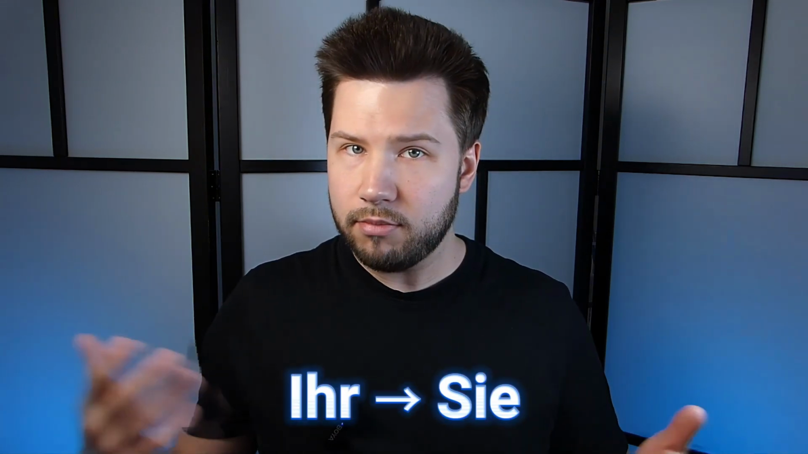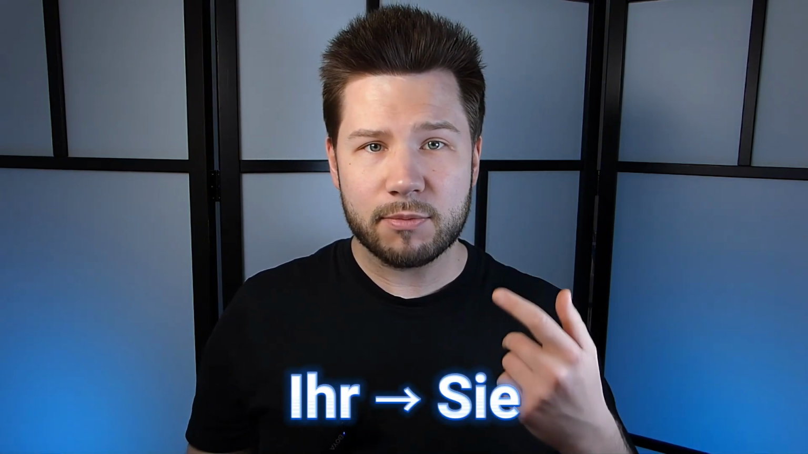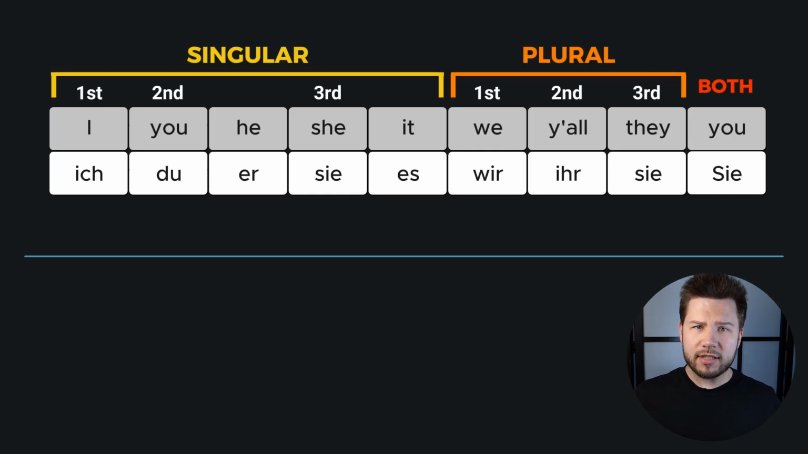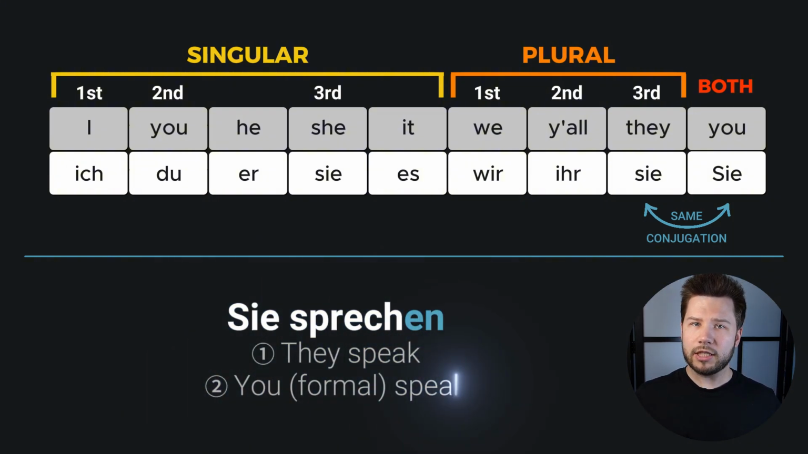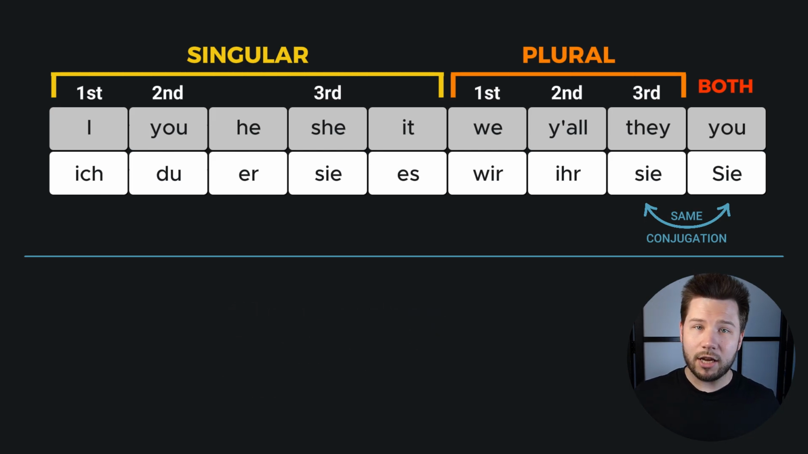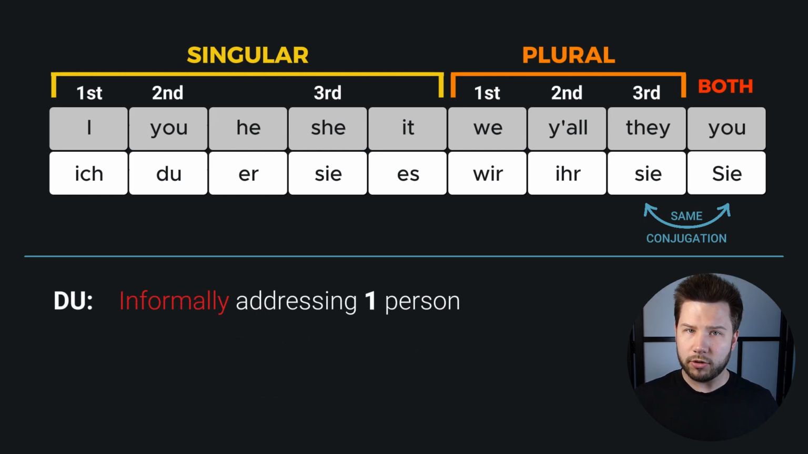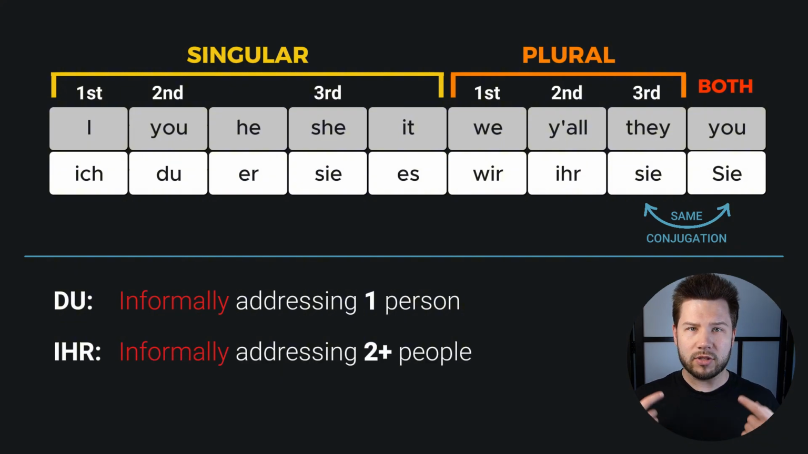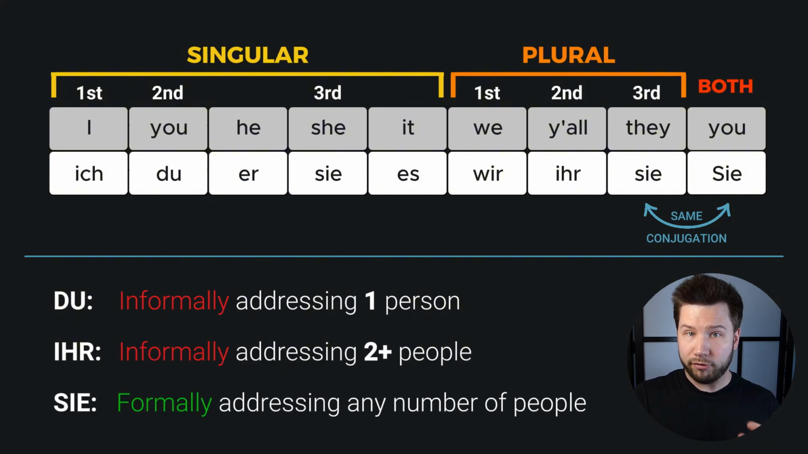However, even that form became too familiar, and there had to be another way to be much more indirect, which is how sie, they, came into existence and has been used ever since. But to keep things as simple as possible, you can just use the same conjugation for the formal you as for they. That also means that Sie sprechen can be translated to you formally speak. So to wrap things up, you should informally address one person with du, two or more with ihr, and use Sie to speak to any number of people formally.